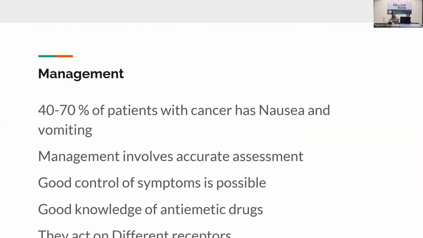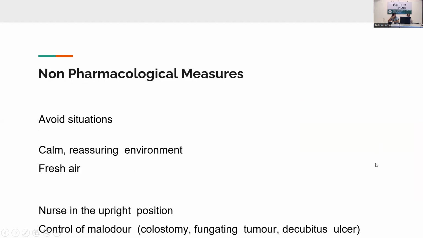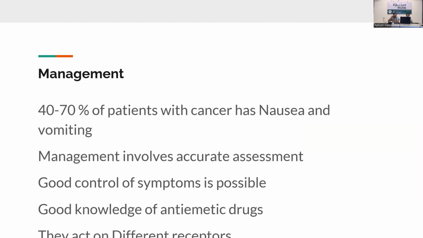So management, like I told in the beginning, most of the patients, nearly 40 to 70 percent, and 70 is not a small number, of patients with cancer itself, not only the palliative patients, will have nausea and vomiting. It's a very high number. We have to manage it.